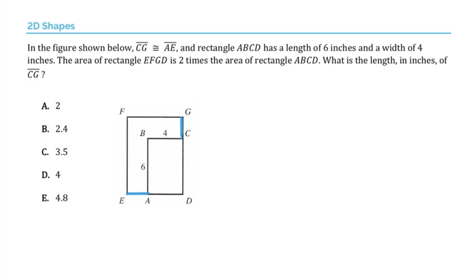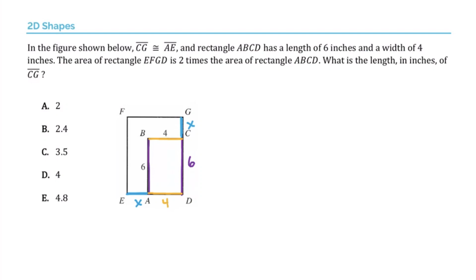So what I'm going to do is label these two blue segments both x. I'm going to use the same variable because they're the same length. Then they tell us that rectangle ABCD has a length of 6 inches. So if this length right here is 6, then the length opposite it is also 6. Then they tell us that rectangle ABCD has a width of 4. So if this length here is 4, then this length here is also 4.